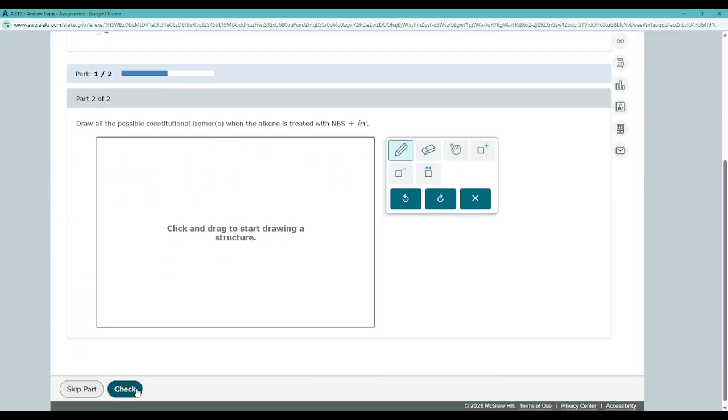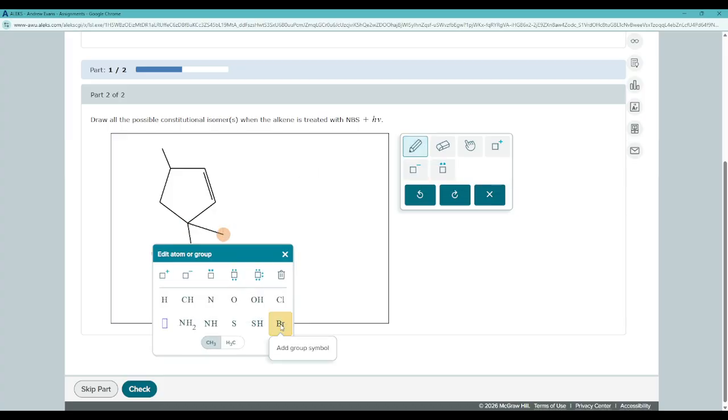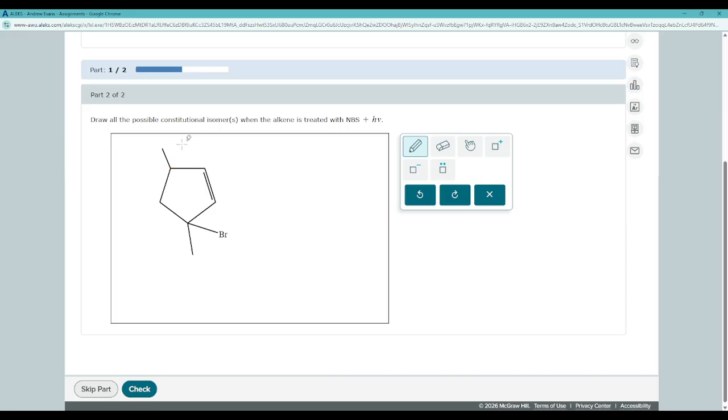Yeah. Now, the idea here, I'm going to draw this again. The idea here is that NBS only adds to the allylic position. But because of resonance, you can get an extra spot. So I could add to this position, or I could add to this position, but that is the same isomer. So that doesn't count as a unique product.